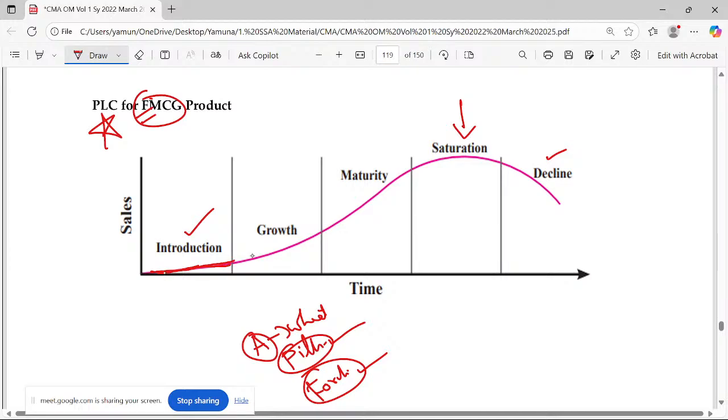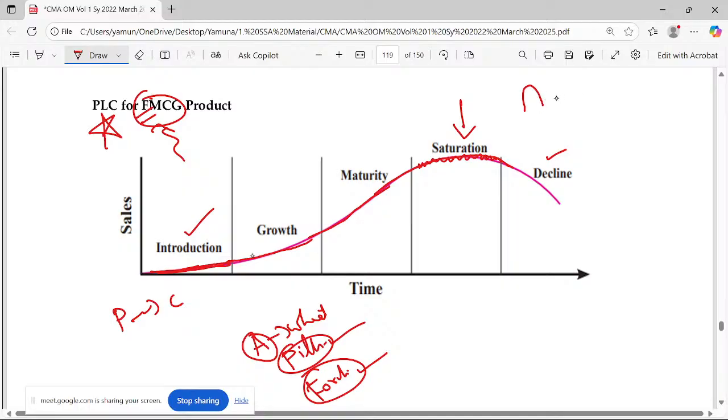See, adoption is very slow, especially when it comes to FMCG. I use Pepsodent, I want to shift to Colgate. It's very rare that I would shift. Then it goes for growth. Once it reaches maturity, it will not go for decline. Actually, this complete phase is maturity only. When you say saturation, it means the curve is taking very less and very less steepness, so you will not find this type of concave and convex.